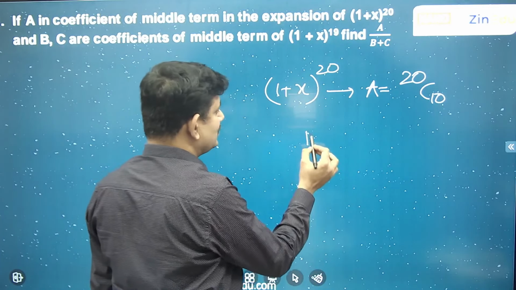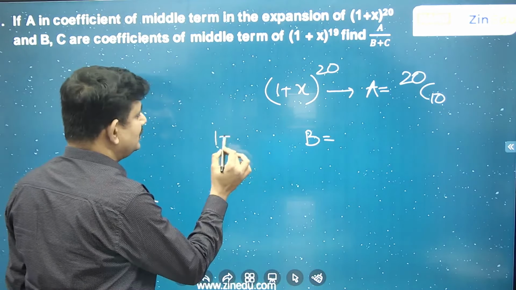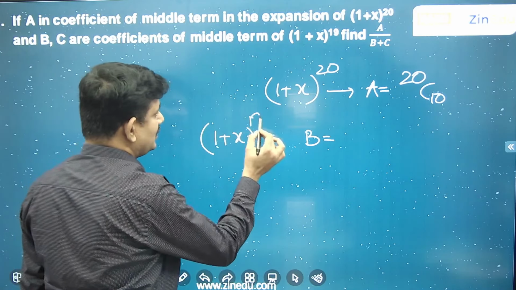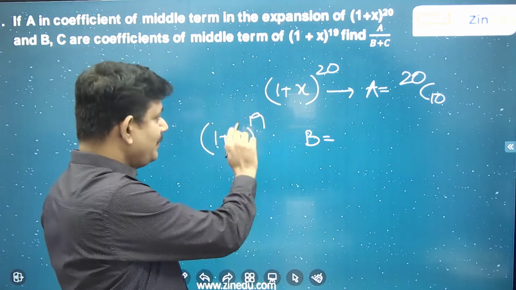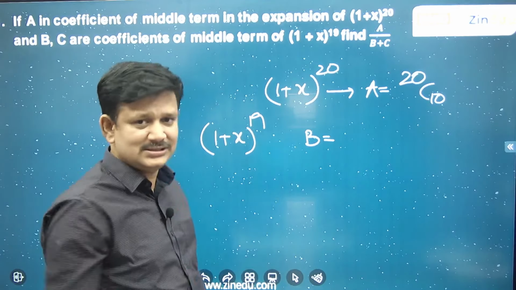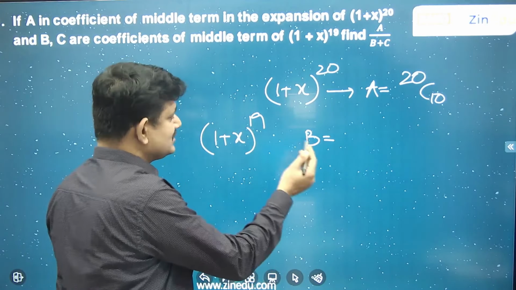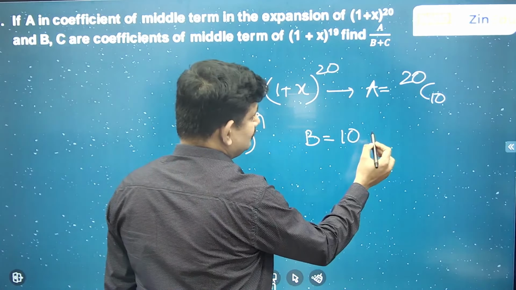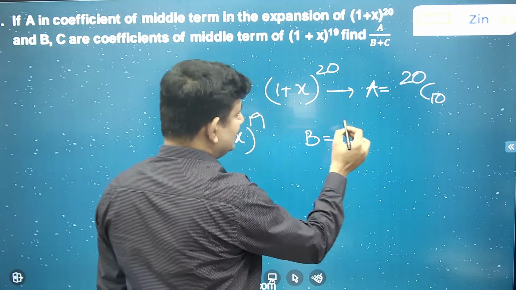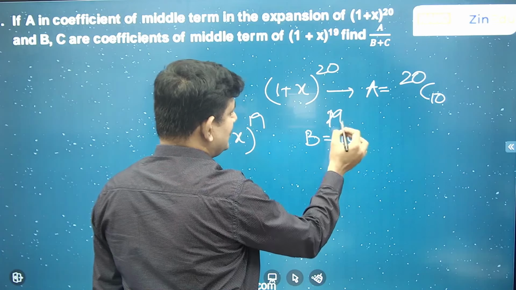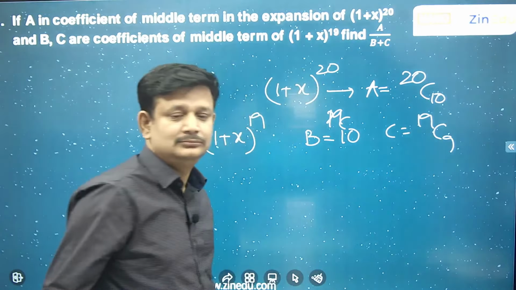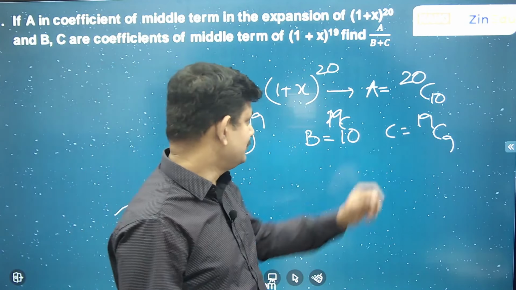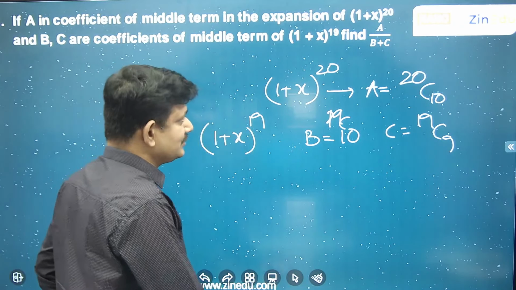And B and C, what are they? Coefficients of the middle terms in the expansion of (1 + x)^19. 19 is an odd number, so dividing by 2 will not work; just add 1. 20 is the nearest number, so 1 less. 10 and 9. So 19C10 and 19C9 are the middle coefficients. They are the coefficients of the middle terms.